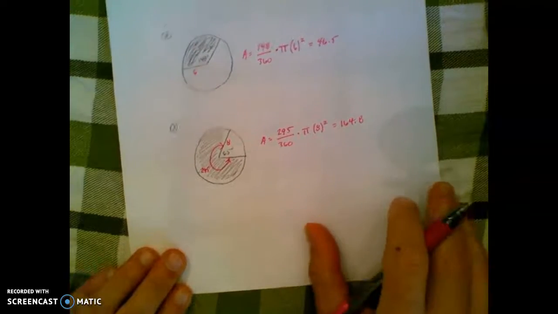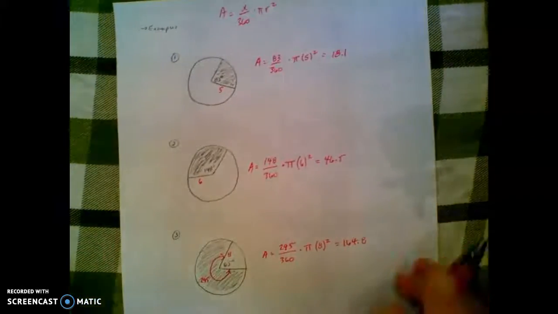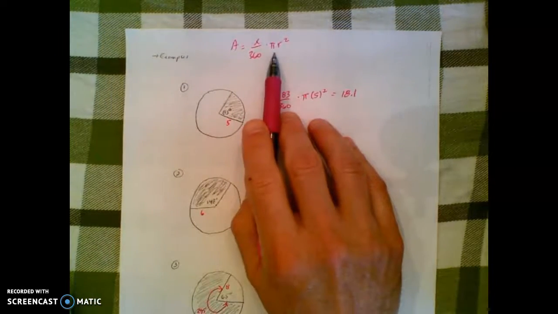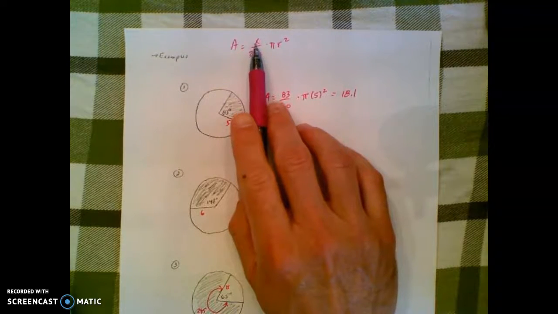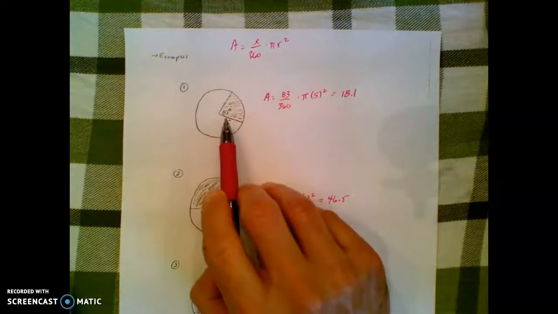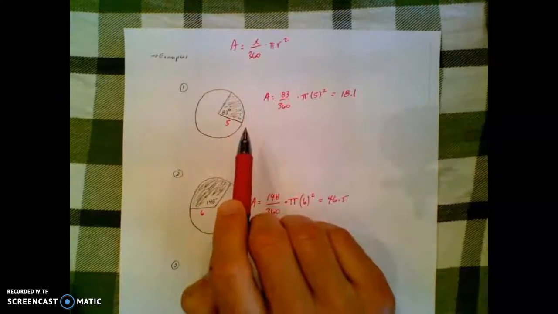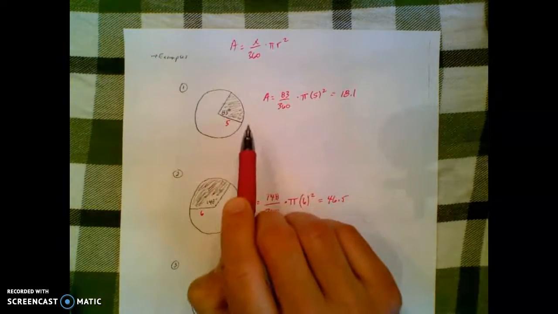So that's how you do these sector problems. Again, it's using pi r squared because it is the area of a circle, but it's not the whole circle. It's a fraction of the circle. The fraction can be found by taking the arc or the angle measure and putting it over 360, and then multiplying that times the whole area, which will give you just the area of the slice of pizza.